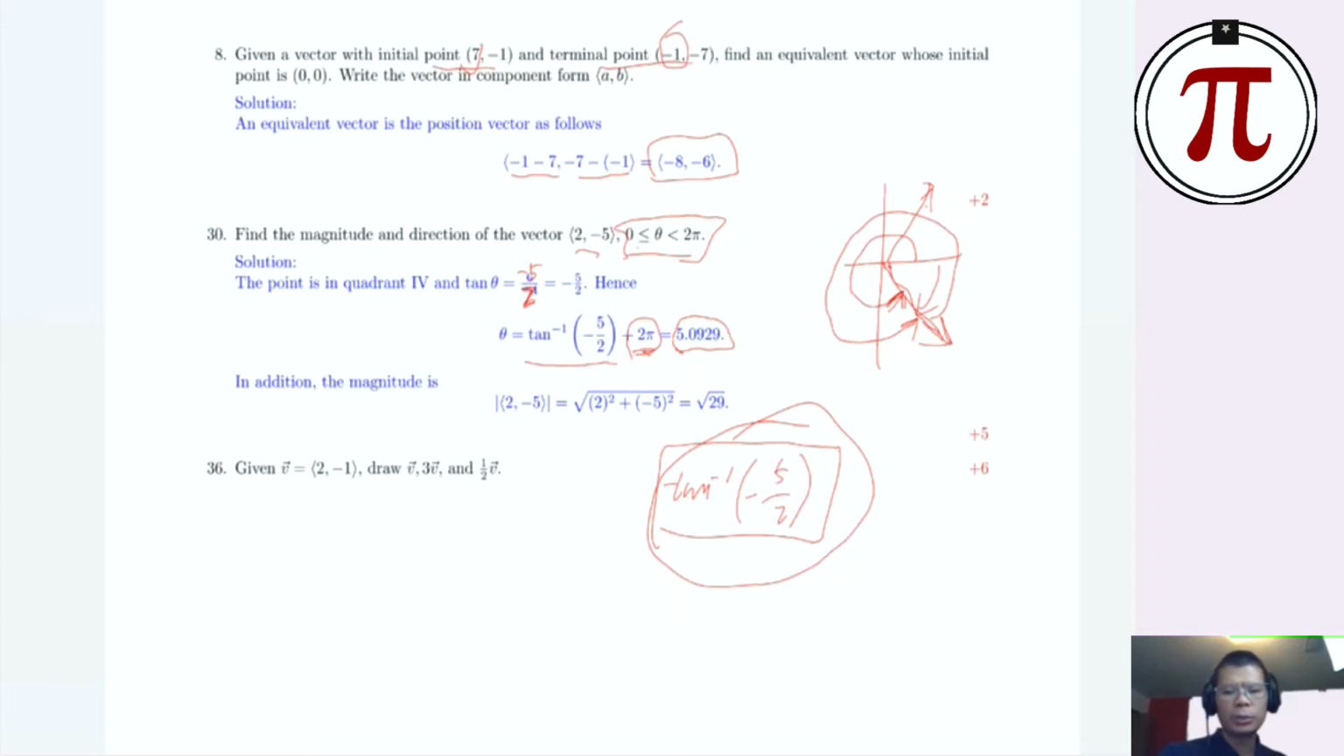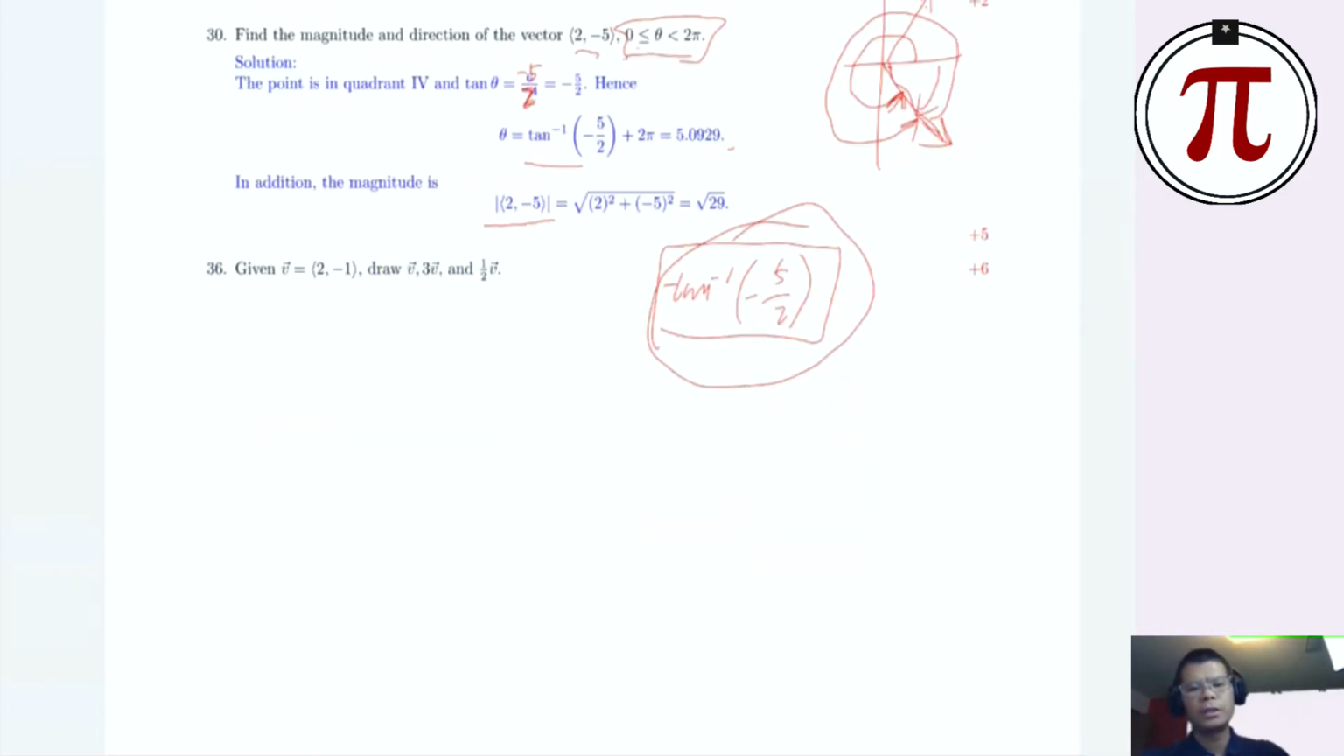Now the magnitude is easy, right? The magnitude, by definition, is the square root of the sum of their squares. So it's the square root of 29. Okay, that is question 30. Now question 36.